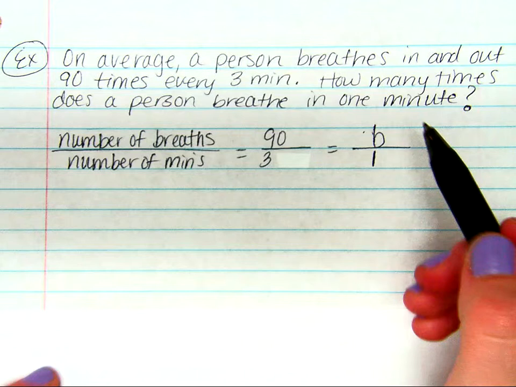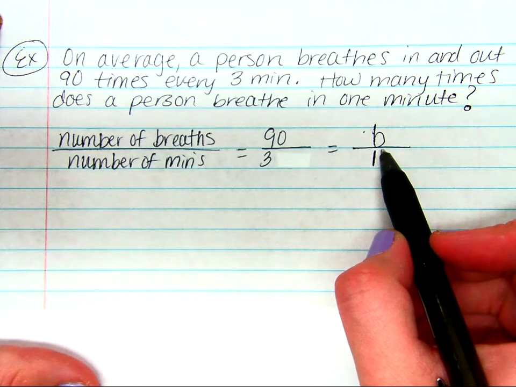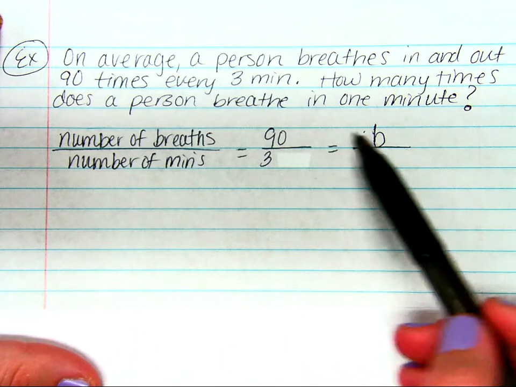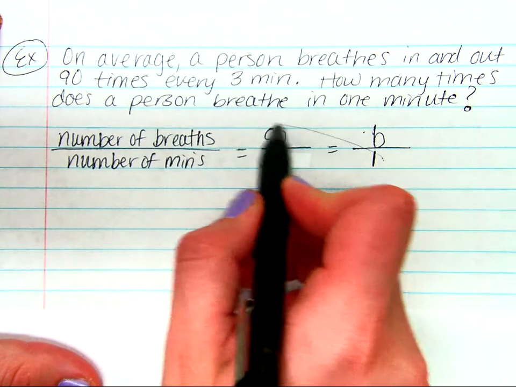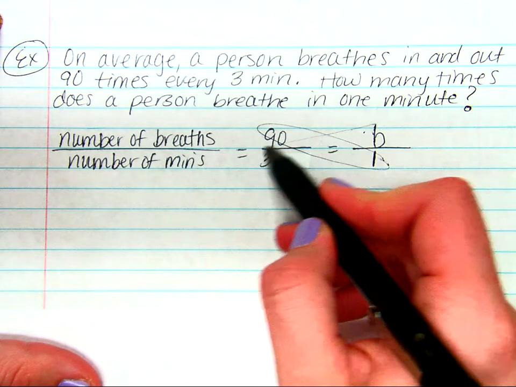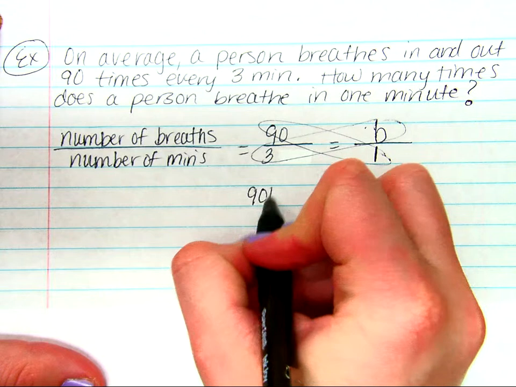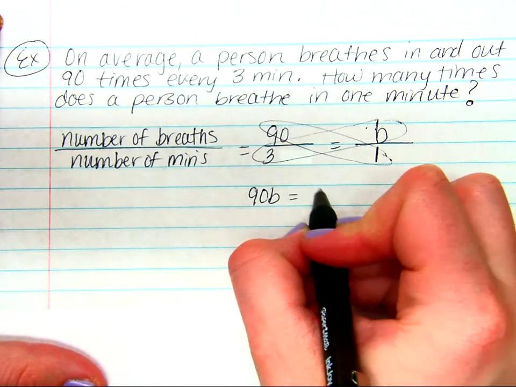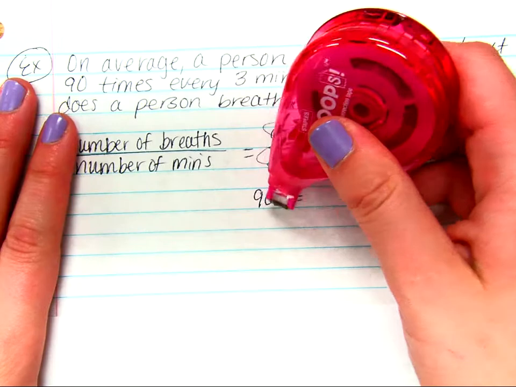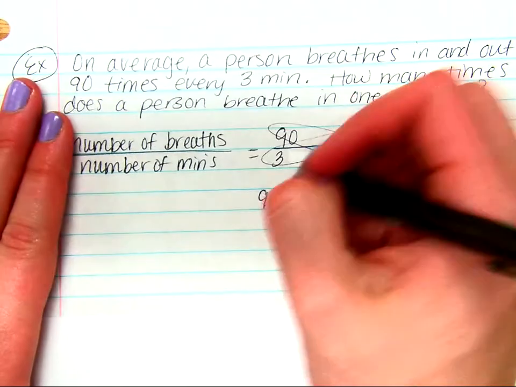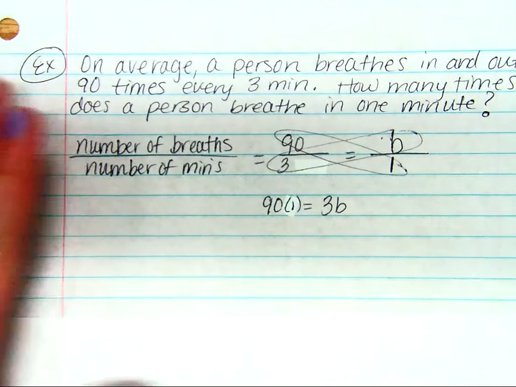Well, I know, since I have two ratios set equal to each other, that this is a proportion. And I know that proportions have the property where their cross products are equal. So if I multiply 90 times 1 and 3 times B, those two values should be equal if this is a proportion, which it is. Sorry, 90 times 1 should equal 3 times B.